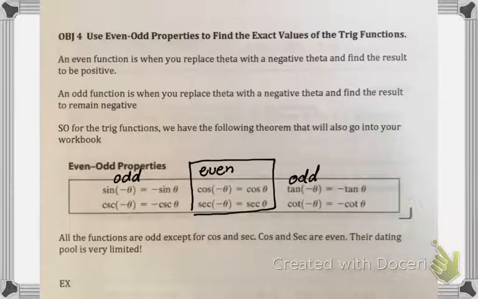So why is cosine attracted to secant? Because the other functions are odd. That's my joke that goes along with that little statement there.